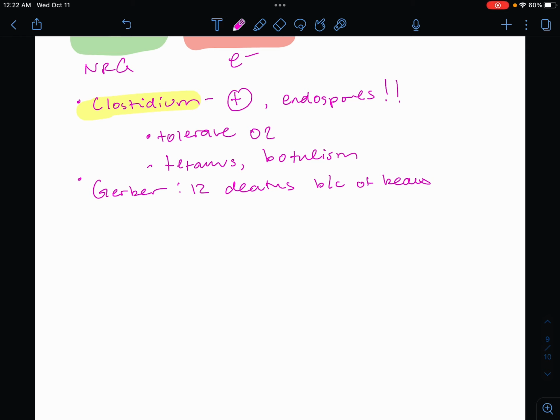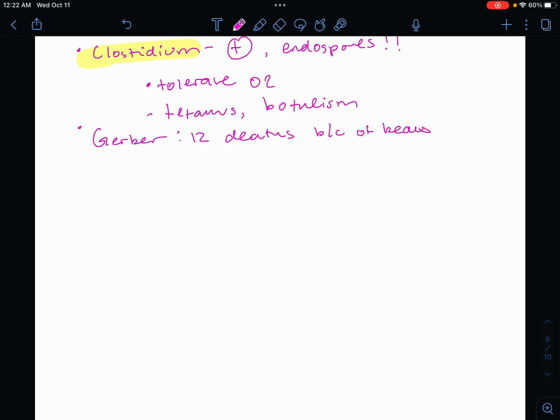All right, let's go and talk about lactic acid bacteria. So again, these are still our anaerobic chemoorganotrophs, just another type.